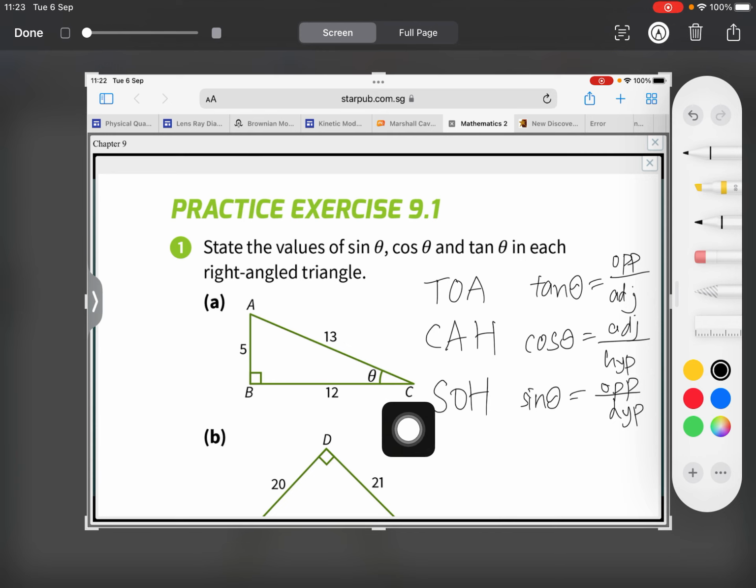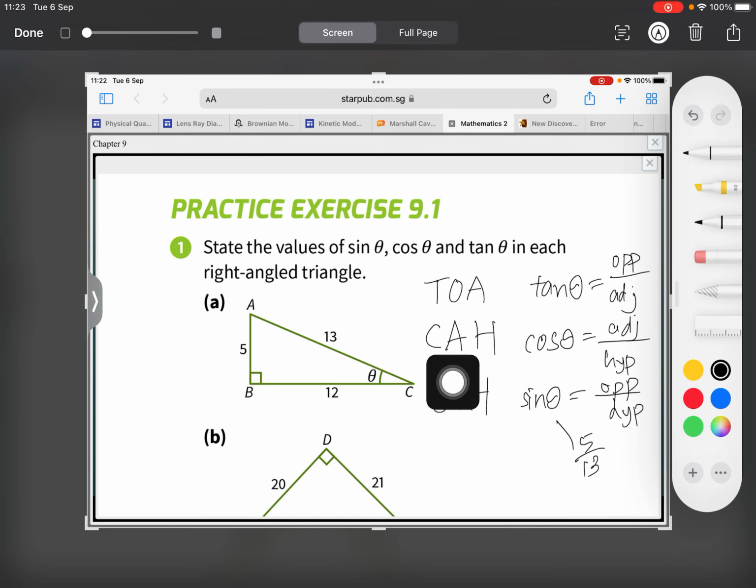So if I want sine theta, this is my theta. Sine is opposite over hypotenuse. Opposite is AB, hypotenuse is AC, so it will be 5 over 13. So for the first one, your sine theta will just be 5 over 13.